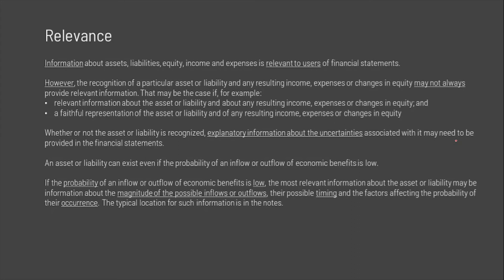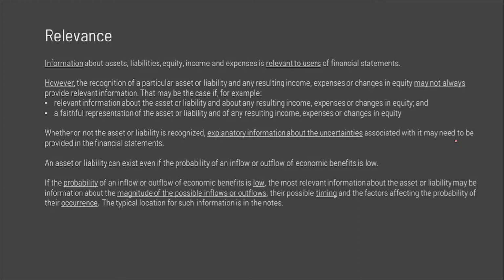The recognition of an item may not provide relevant information if, for example, first, it is uncertain whether an asset or liability exists, or an asset or liability exists but the probability of an inflow or outflow of economic benefits is low. Existence uncertainty or low probability of an inflow or outflow of economic benefits may result in, but does not automatically lead to, the non-recognition of an asset or liability. Other factors should be considered.